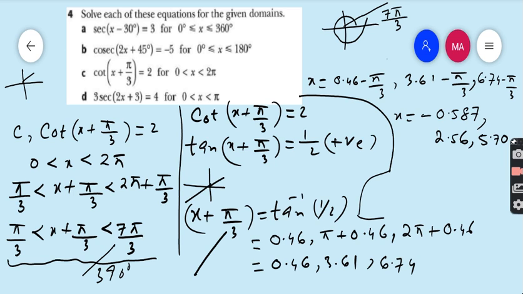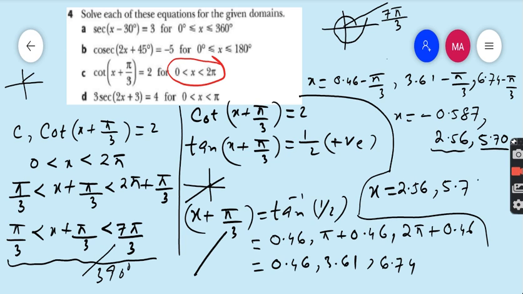Now we have three angles. X is equal to minus 0.587. But students, our domain is 0 to 2 pi. It means negative values should be excluded. So we will not take minus 0.587. So we have only two answers. One is 2.56 radians and the other is 5.70 radians, and this is our final answer.